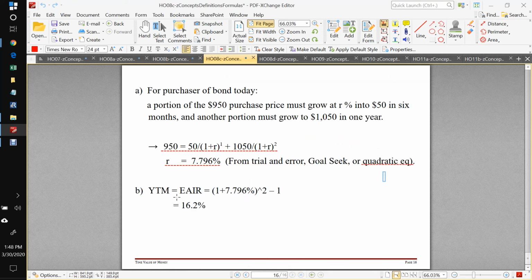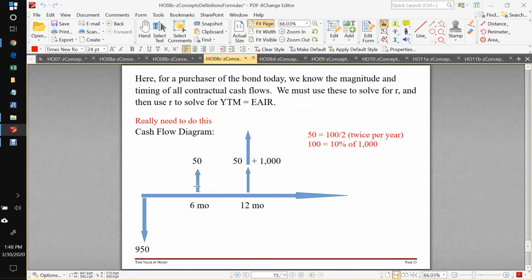Okay, so once we have the R, we know the YTM is equal to the EAIR. We know the formula for EAIR, and we just plug that in, and so the yield to maturity would be 16.2%. And with the yield to maturity in our pocket, we could compare this potential bond to many other potential bonds.